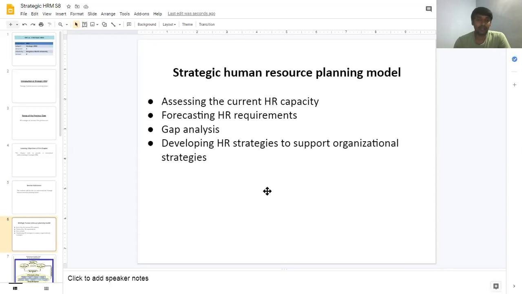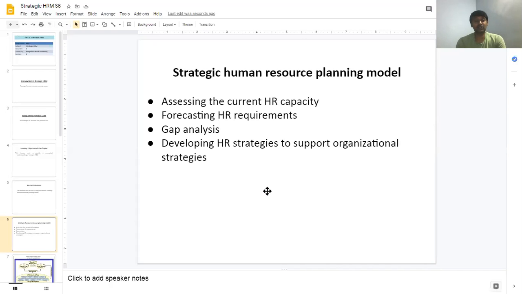The third is gap analysis. After assessing the current HR capacity and forecasting the HR requirements of an organization, he has to analyze whether there is any gap between the forecast and the current requirements. He has to fill the gap between the present and future HR requirements in an organization. The last is developing HR strategies to support organizational strategies.